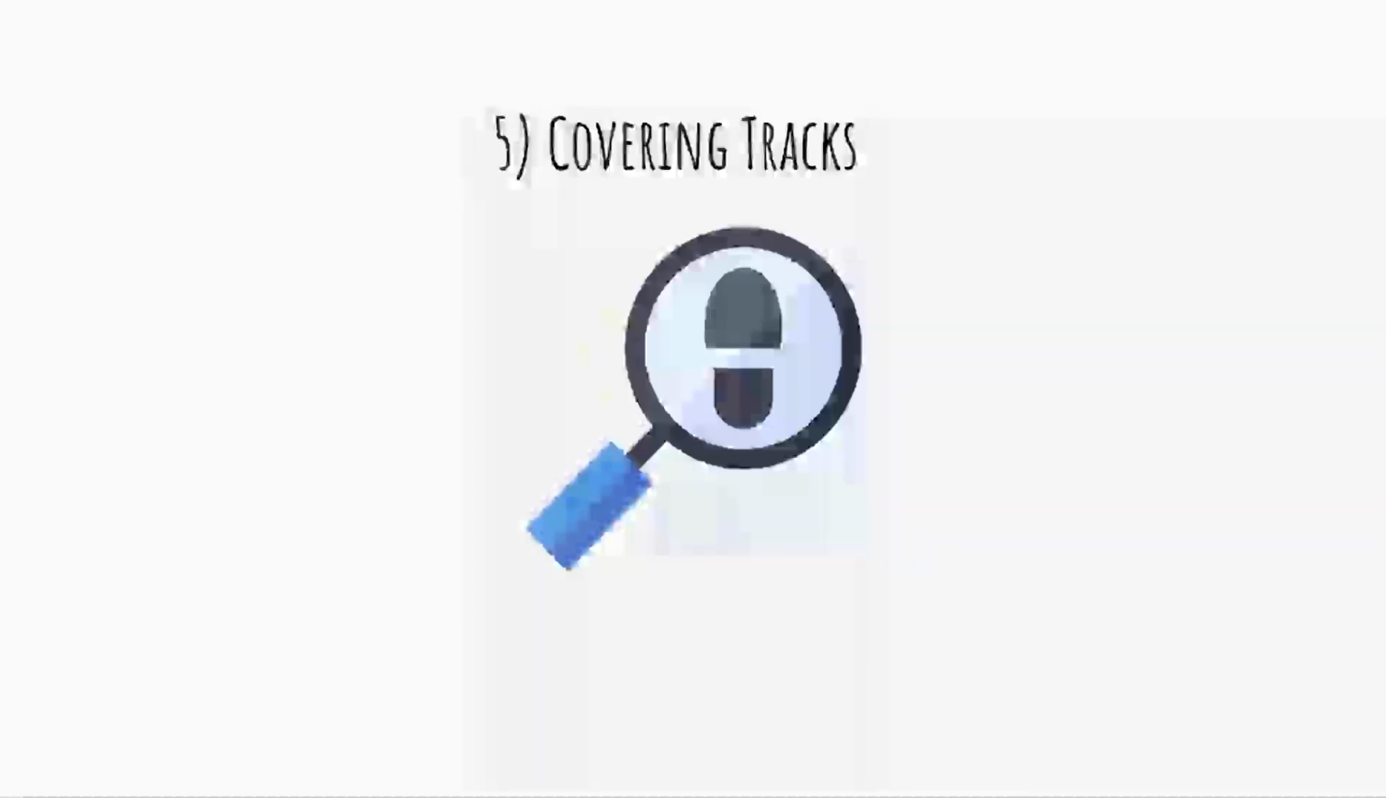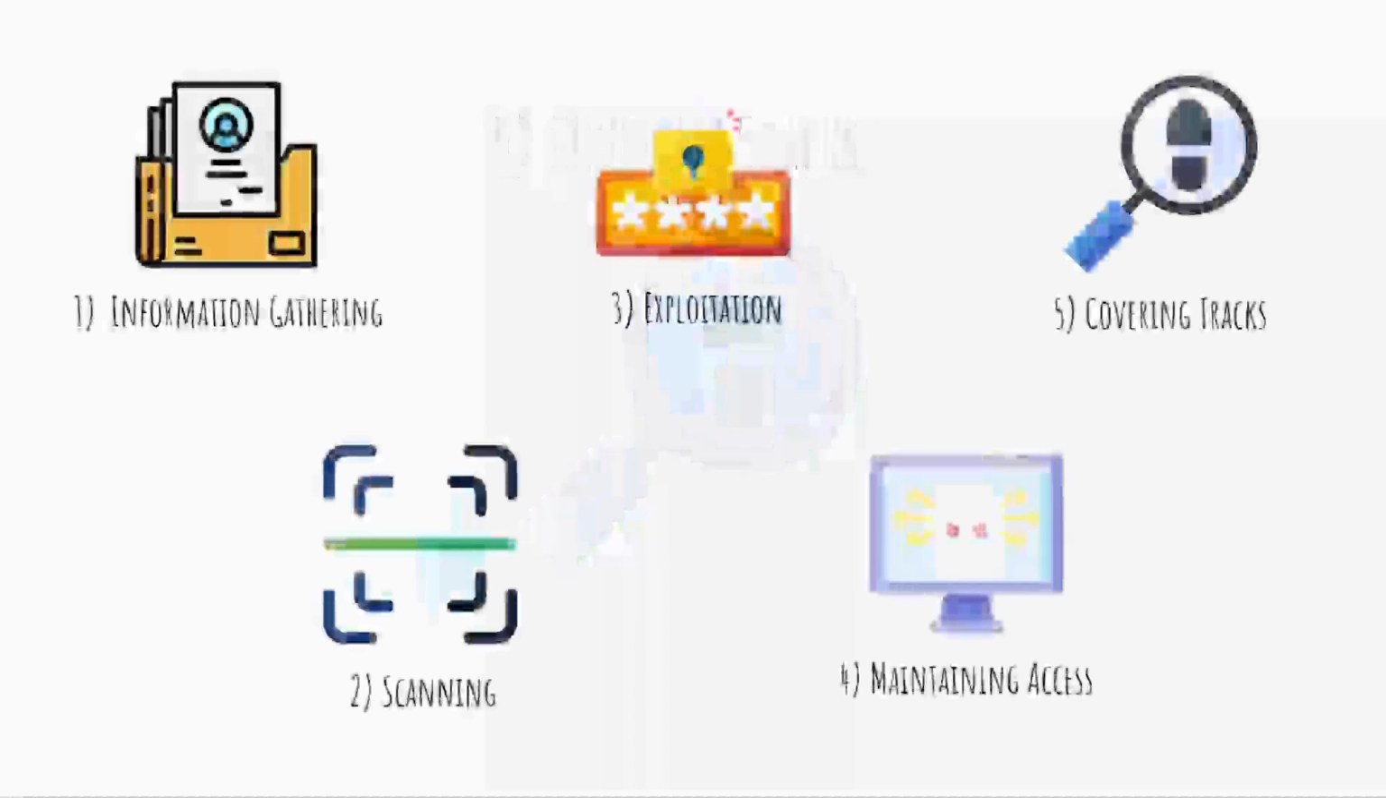And the last step of a penetration test is covering tracks. Covering tracks is simply removing all evidence that an attack ever took place. This can involve deleting or hiding files, editing logs, or basically reverting any changes that you made to the system while the attack took place. Okay, so these 5 steps are the entire process of a penetration test, and we're going to cover them in great detail throughout our course.